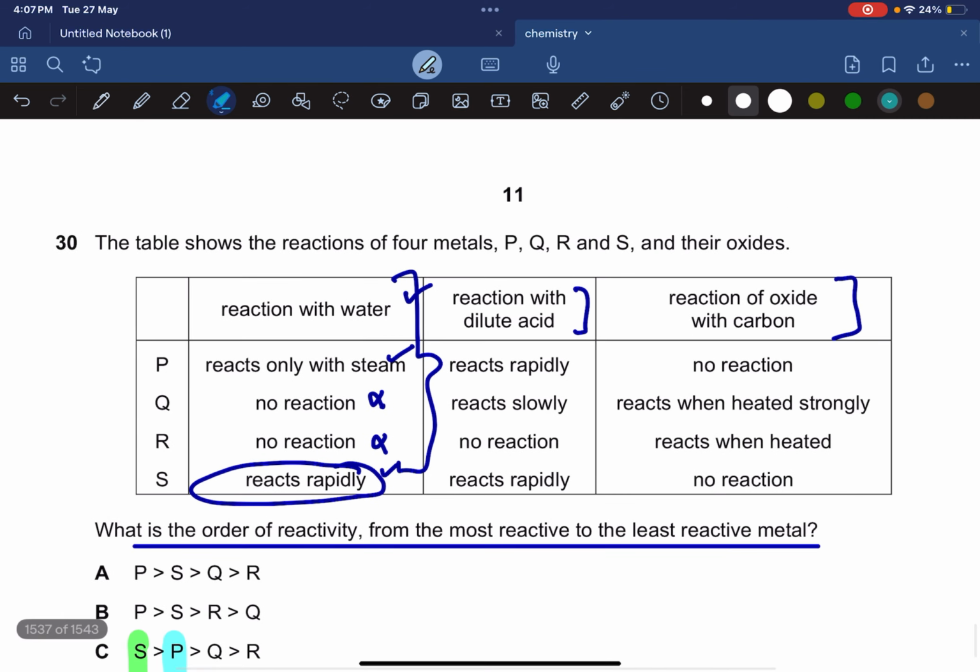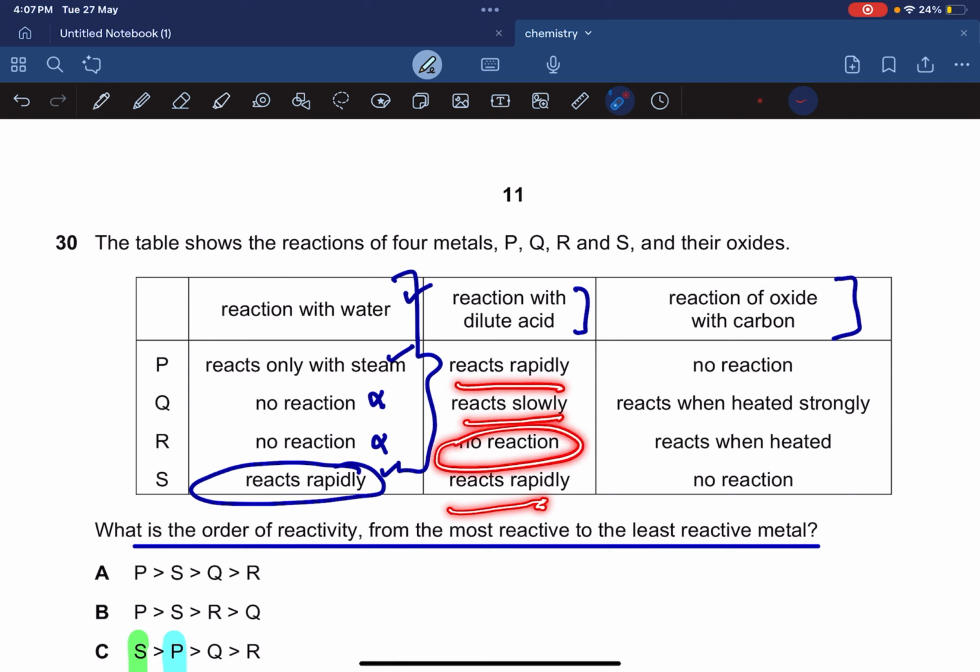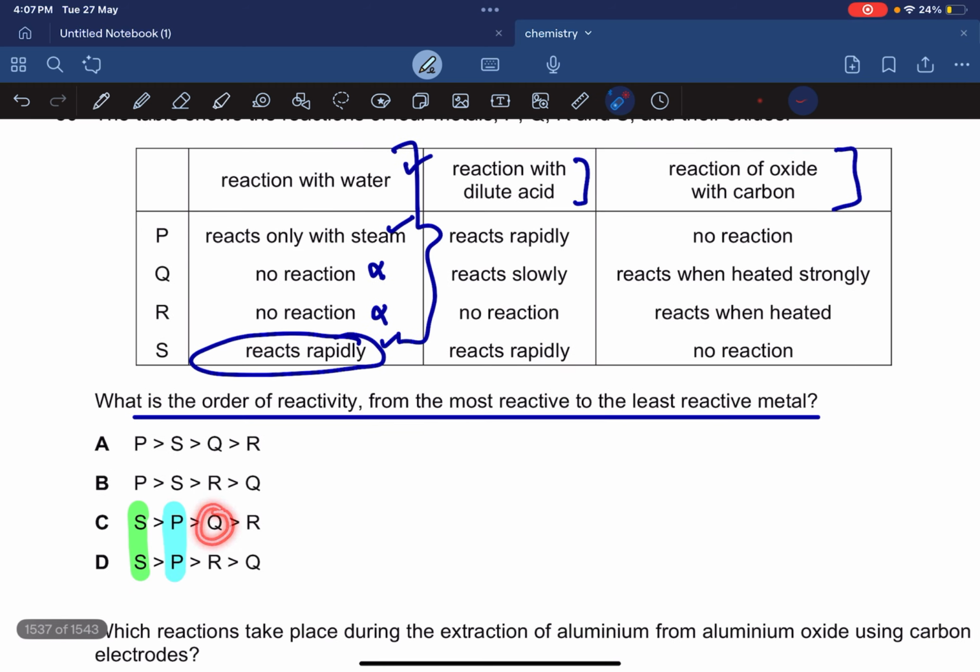Let's see with acids. This reacts rapidly. This reacts rapidly. Q reacts slowly, so R does not react. So Q is stronger than R because at least it reacts slowly. R does not react at all. So after that, we should have Q and then we should have R, because Q reacts slowly and R does not react. So that makes it option C.